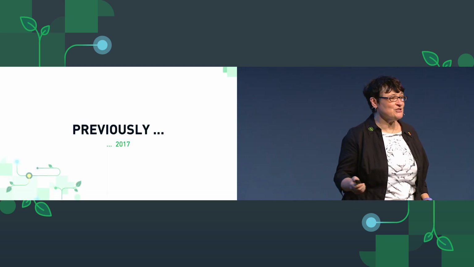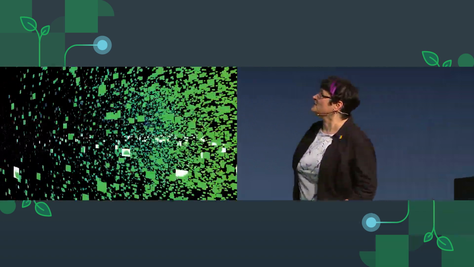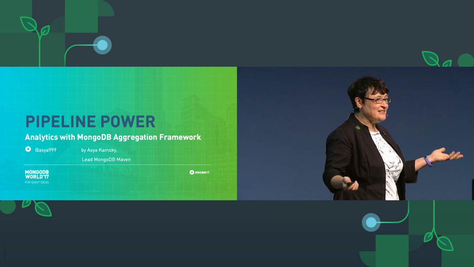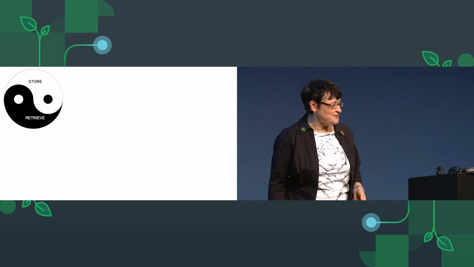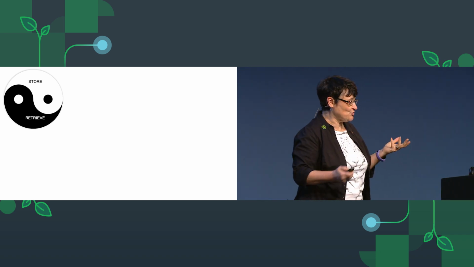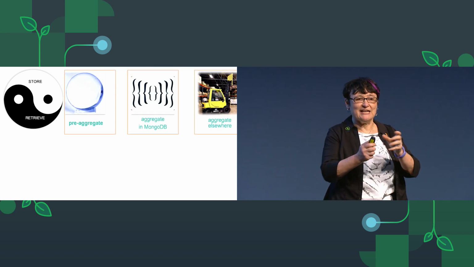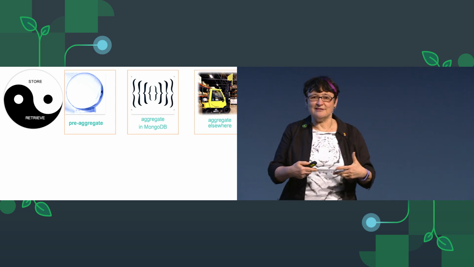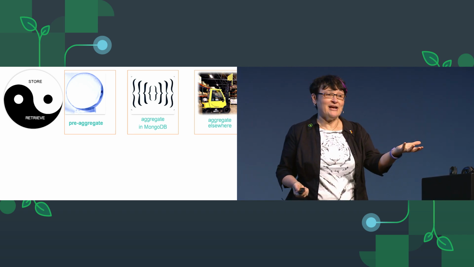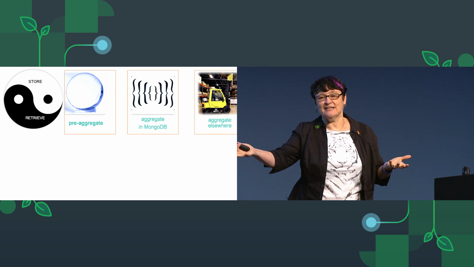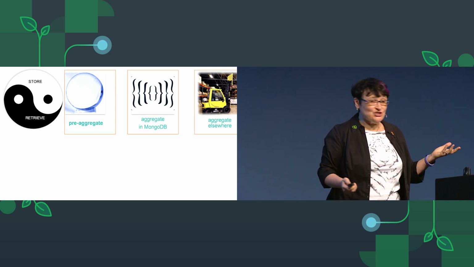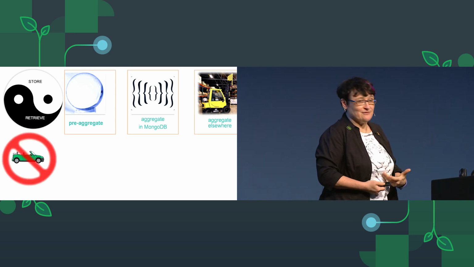So, it was 2017, and that was the talk. I talked about pipeline power. What the heck is an aggregation pipeline? Well, we actually talked about data in general, how what you do with data is you store it in the database, you get it out of the database, right? And sometimes you don't know exactly what format you're going to want to get it out in because you don't know all the different types of queries you're going to run on them. So we could pre-aggregate our data, or we could aggregate the data elsewhere, like with Spark or Hadoop or whatever, or you can just aggregate right there in MongoDB, which is, of course, my recommendation.